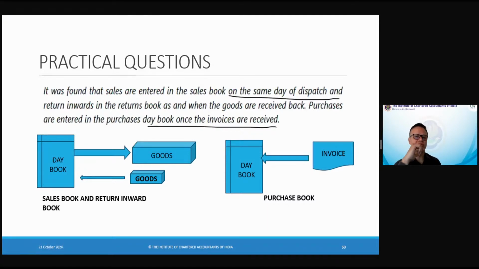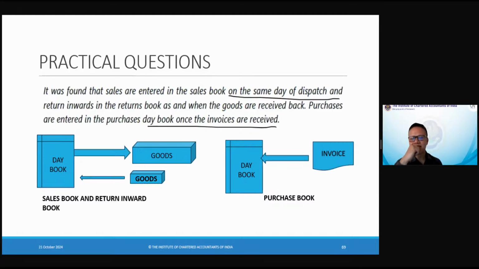And return inwards. What are return inwards? Basically, mostly they are sales returns. Return inwards are recorded in the return book as and when goods are received back. That means for sales and sales return, the recording is done on the basis of goods. When the goods are dispatched, we record it as sales. When the goods are returned, we record it as sales return. So based on the goods only, we are doing the entries.